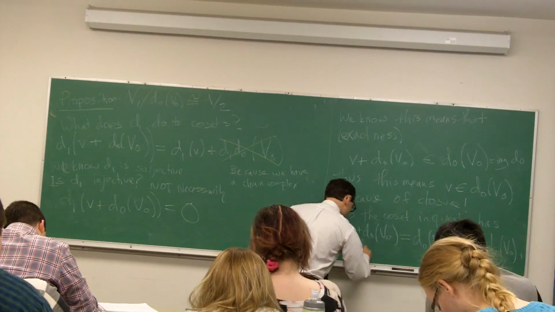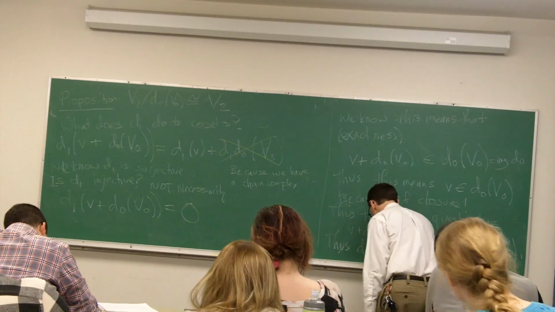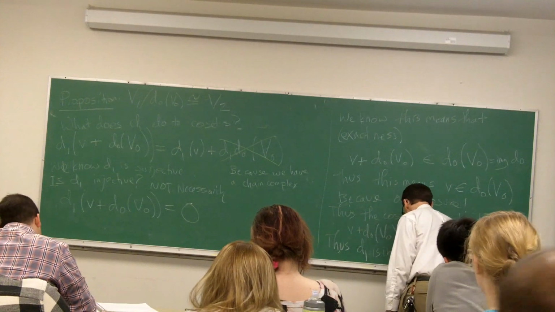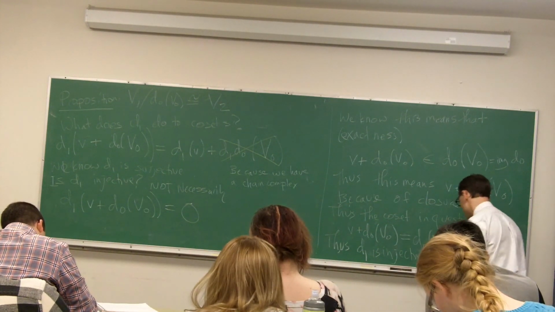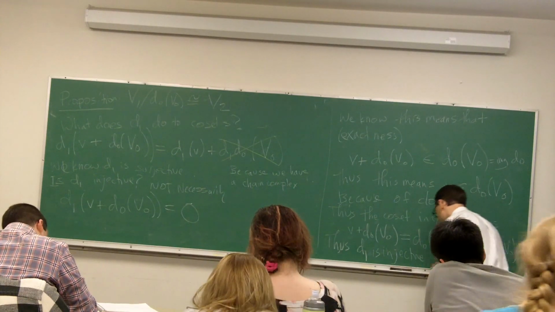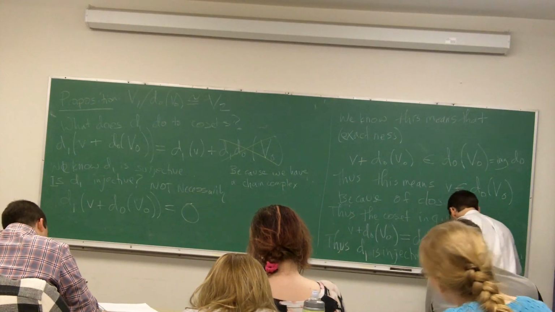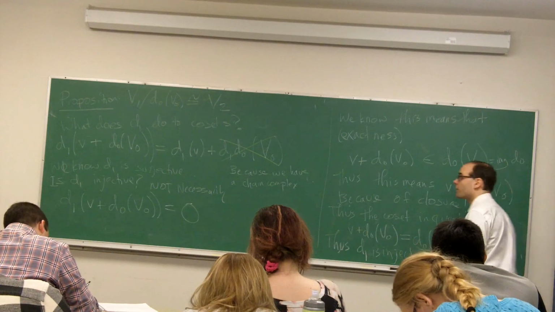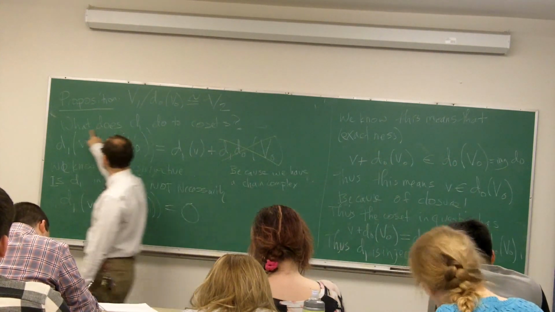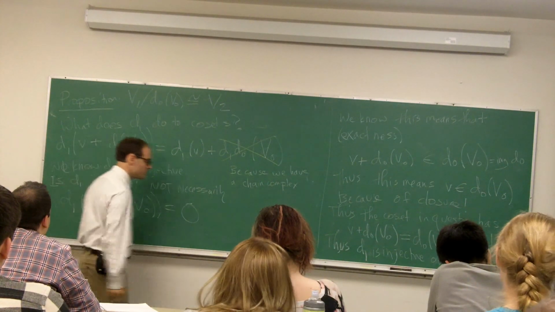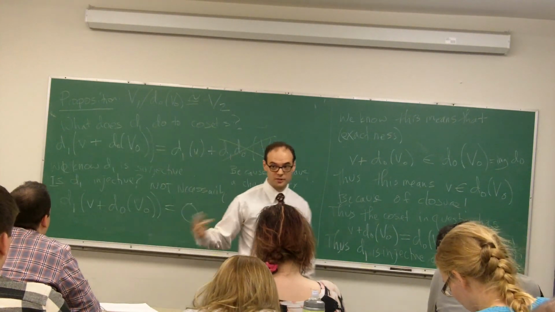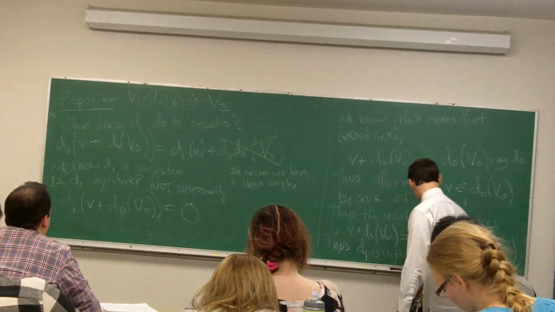That means, in particular, thus, D1 is injective on this coset. Is injective on the cosets, rather. On cosets of this form. So D1 is injective on cosets. We know it's surjective by the argument we just did. Injective, surjective, therefore isomorphism. And therefore we're done.